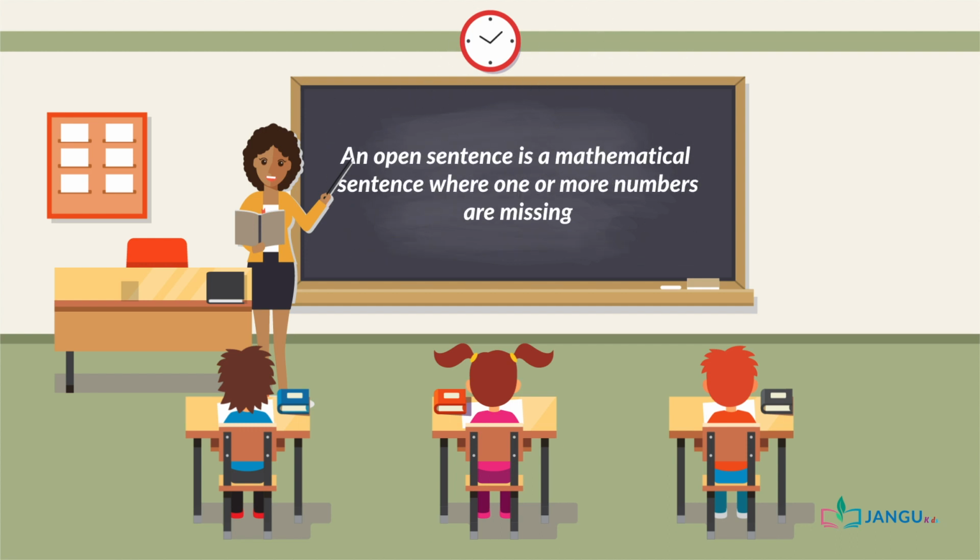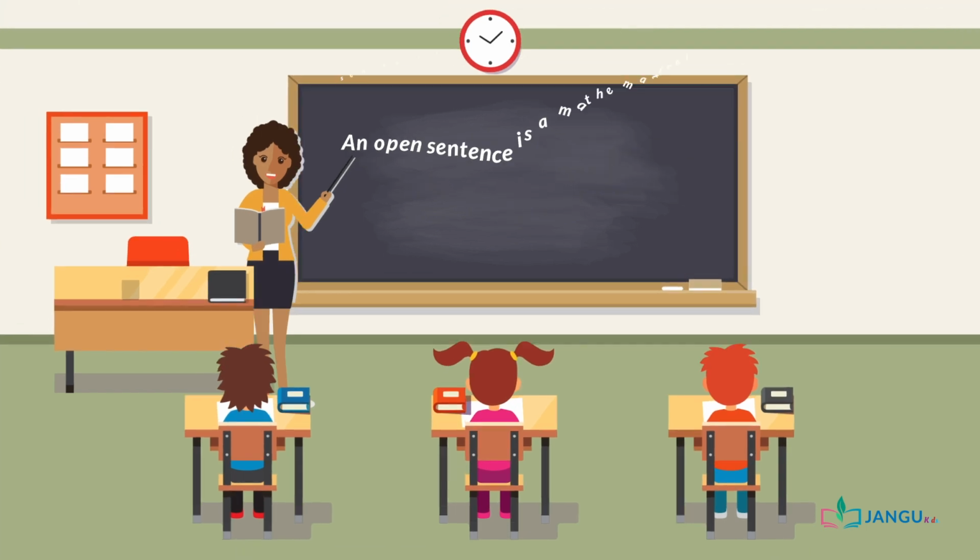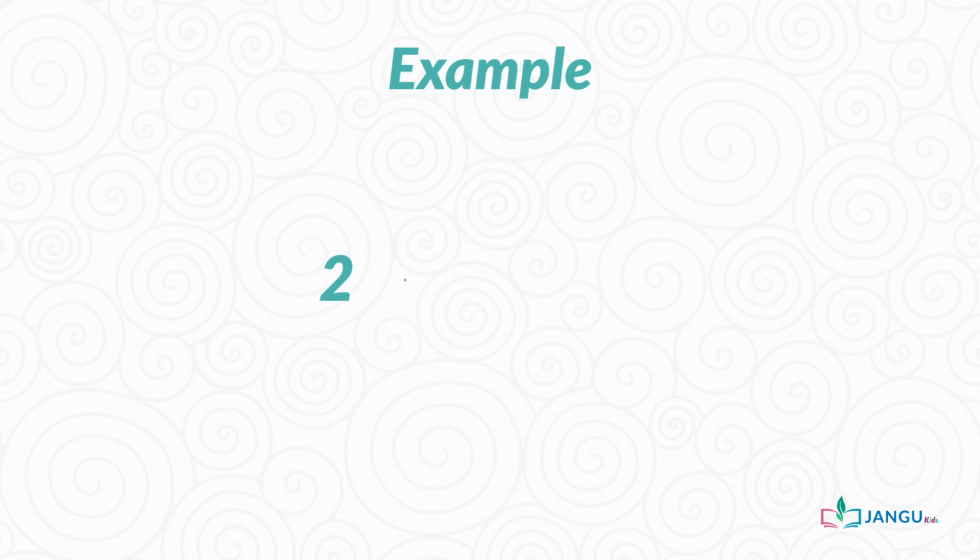An open sentence is a mathematical sentence where one or more numbers are missing. For example, 2 plus what equals 5 is an example of an open sentence. It shows that there is an unknown number that when you add it to the number 2, it would give you 5.